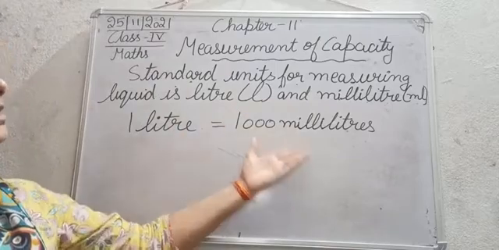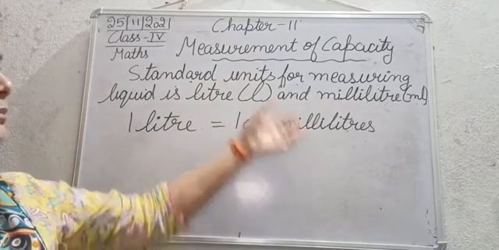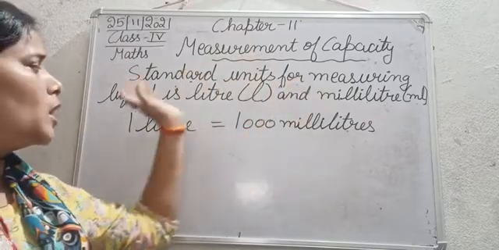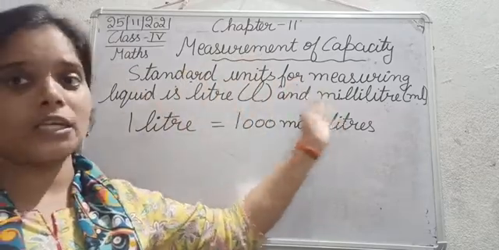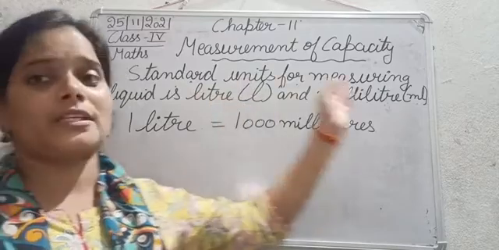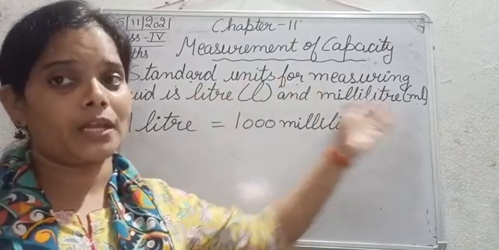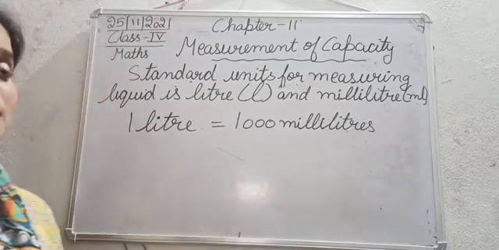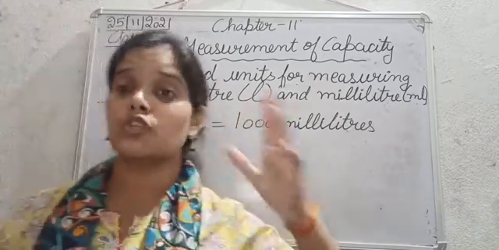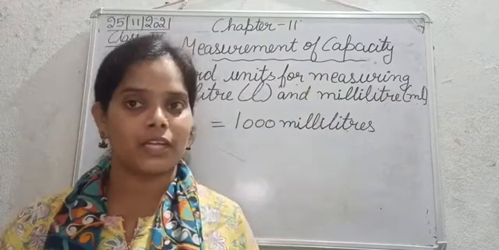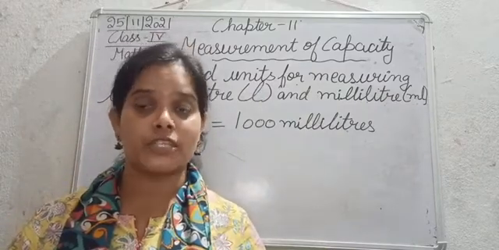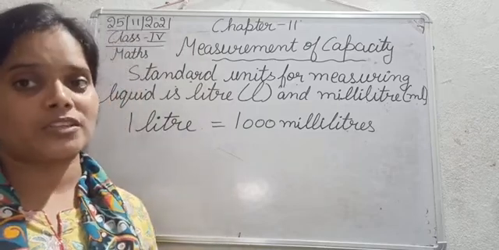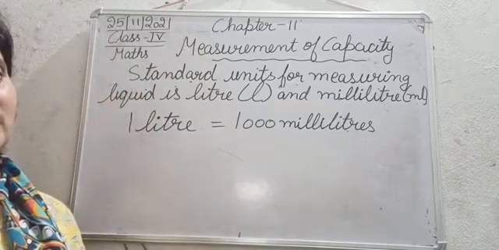So this is the basic thing that you have to write before starting the chapter. Chapter number, chapter name. The standard units for measuring liquid are liter and milliliter, and liter is denoted by L, whereas milliliter is denoted by ml, and 1 liter is equal to 1000 milliliters. So that means we divide 1 liter into 1000 small parts. Further, we will do the addition, subtraction, multiplication of capacity measures. That will begin in the next session.